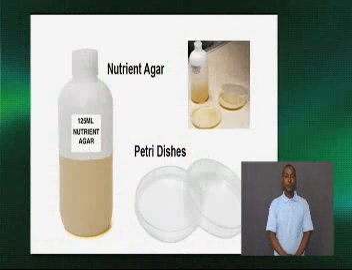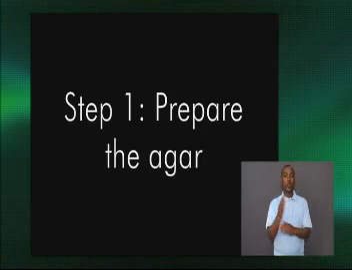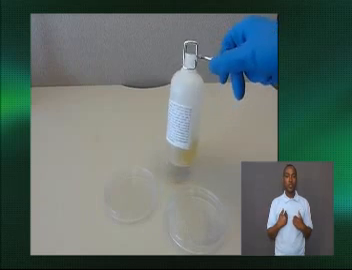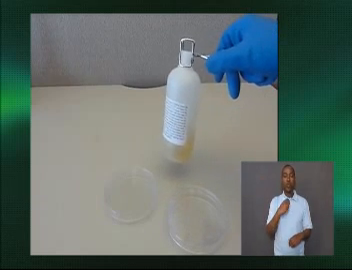To grow bacteria, you just need agar and Petri dishes. Melt the agar in a hot water bath or microwave, swirling frequently to distribute the heat.